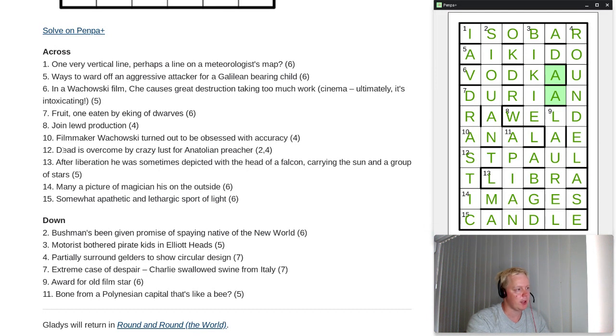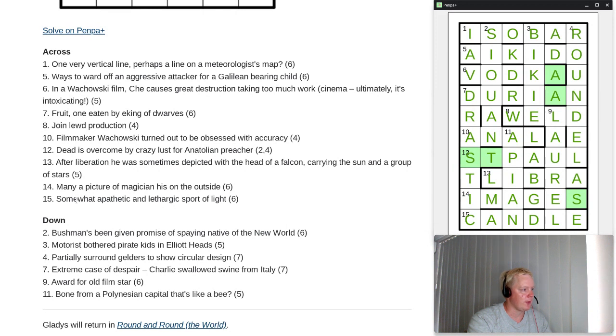Dead. The word dead we did modify. We removed this E here, so that is the second letter. That means we are highlighting two letters, starting from the first one, because this is the first word. So two letters of St. Paul starting from the first. So it's these two. Then 13. After liberation, he was sometimes depicted with the head of a falcon carrying the sun and a group of stars. We didn't modify this one. Many a picture of magician. He's. This he's we did modify. It's the first letter, and then the sixth word. So we highlight one letter starting from the sixth. So it's this S here at the end.